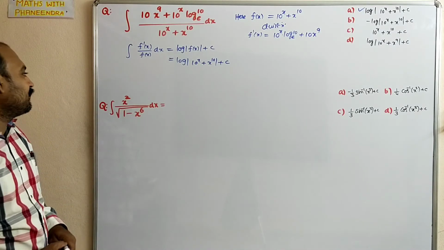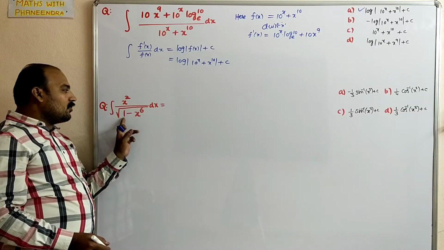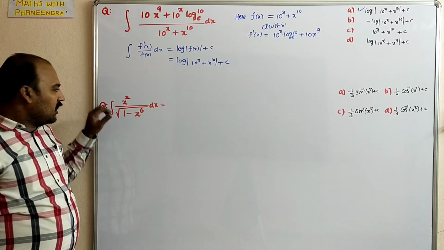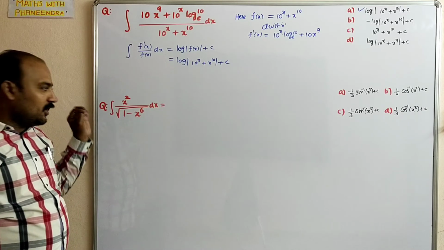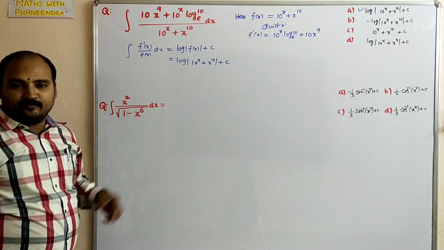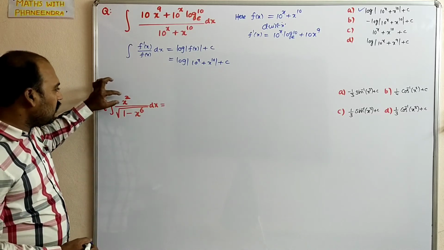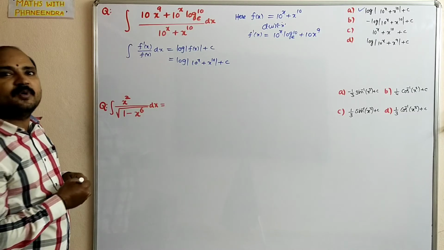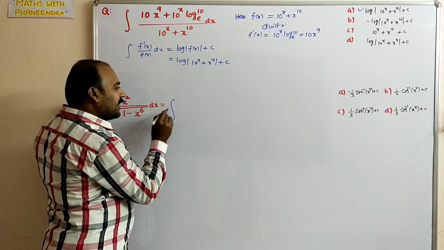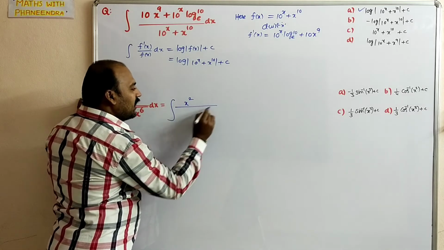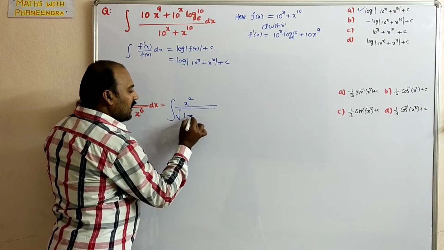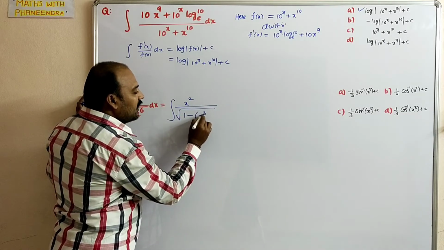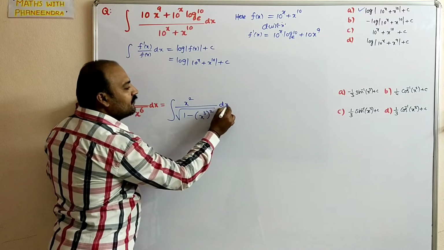Integral x square by square root of 1 minus x power 6 into dx. To evaluate this type of problem, observe that the numerator is x square. In the denominator, 1 minus x power 6 is there. One power you have to increase for the x square. One power if you increase means x power 2 plus 1, that is x power 3. So the integral x square divided by square root of 1 minus x power 6, in terms of x power 3 we have to write it.